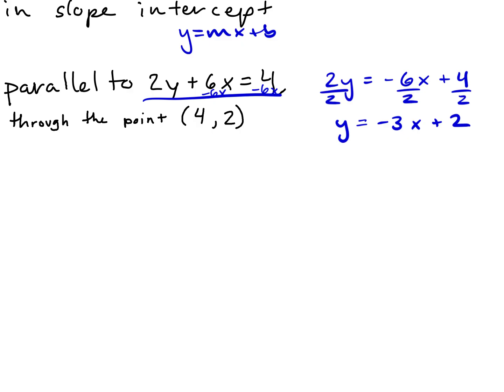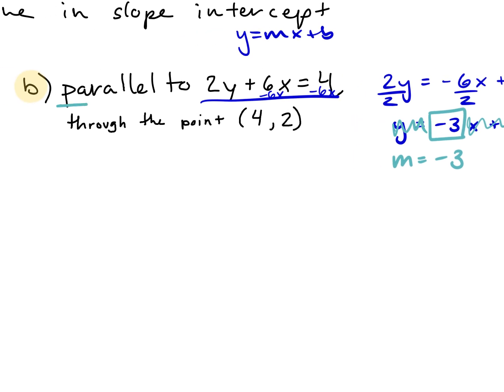So what's our slope here? -3. Awesome. Our slope here is -3. So the slope of the line that's parallel to this one is also -3. It's going to be the same thing. The rest of this equation does not matter. We are only looking at the slope. And since it's parallel, we know that the slope is going to be the same.